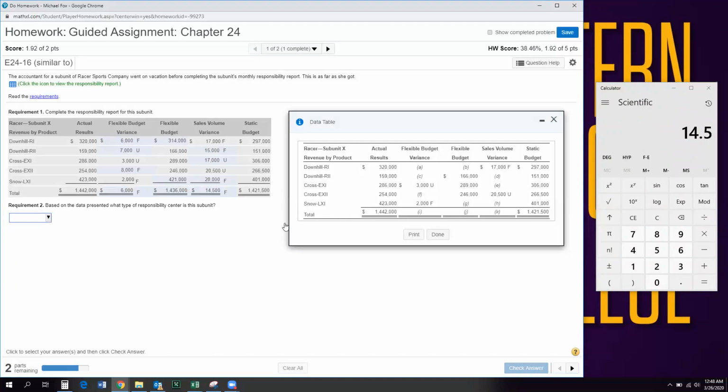All right. So based on the data presented, what type of responsibility center is this subunit? Well, since everything it's giving us is revenue, I would assume that this is a revenue center.